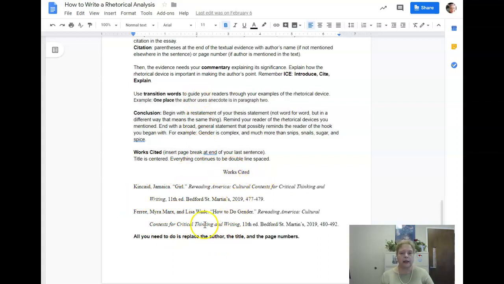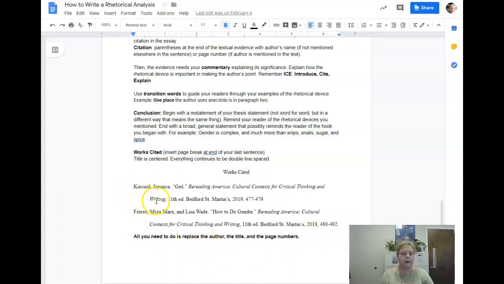So that's what the works cited entry does. And you can see here is the citation of Jamaica Kincaid's Girl. Here's the citation for Ferry and Wade's How to Do Gender. And because your essay is taken from this same book, your citation will be the exact same as this. The only thing you're going to change is your author. You're going to change your title from How to Do Gender to Serving in Florida, or whatever it is that you're doing. And then you're going to change your page numbers here at the end.